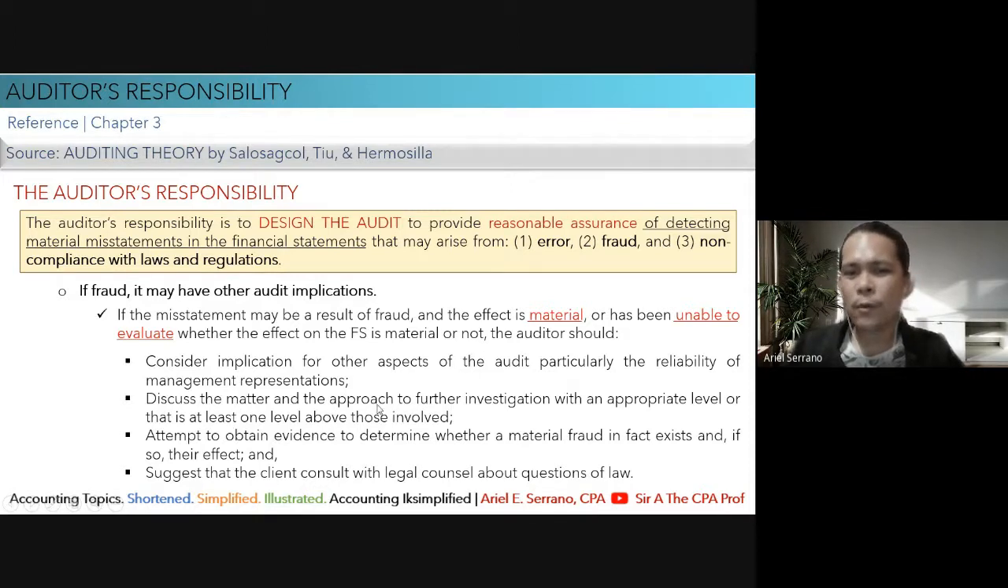Kasi remember, yung assertions is the management representation. Second, discuss the matter and the approach to further investigation with an appropriate level, that is at least one level above those involved. So we have to discuss with them paano yung magiging approach natin for that investigation. And then, attempt to obtain evidence to determine whether a material fraud in fact exists. And if so, ano yung effect nila? And last, suggest that the client consult with legal counsel about questions of law. Kung siyempre fraudulent activities yung pinag-uusapan natin dito, merong mga pandaraya, we have to recommend to the client that they should consult with legal counsel para sa mga questions affecting matters of law. So, yun po ang mga kinakailangang i-consider.